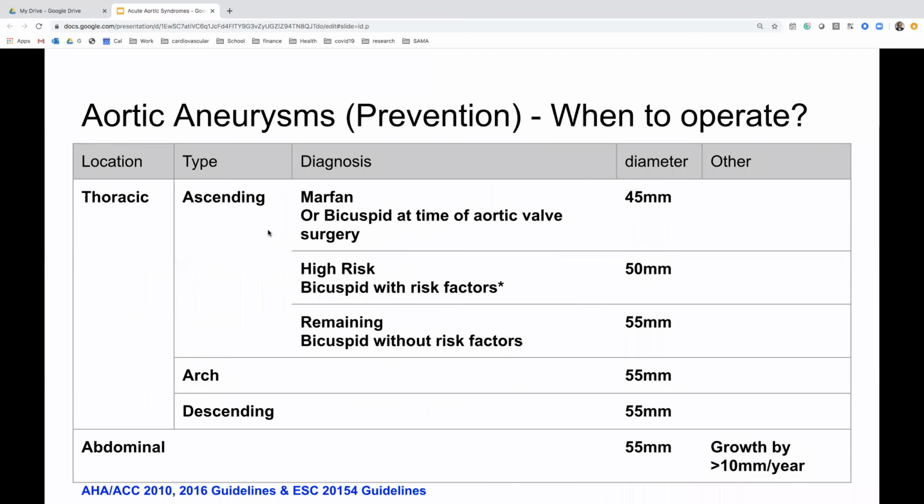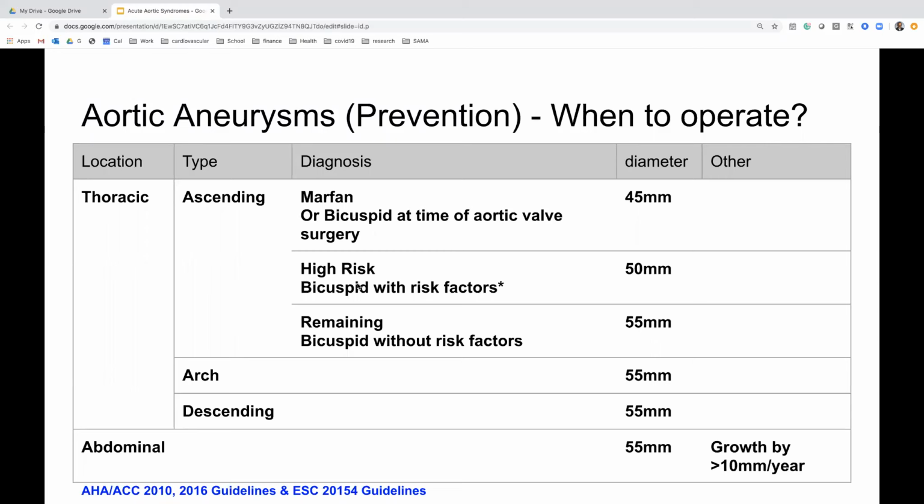And that is a size you can remember; we're probably going to give you these slides so you can keep them. This is something easy to keep, so you know it. If you have an ascending aorta, then you're looking at a diameter of 45 to 55, depending on the condition. If the patient has Marfan, you're going to operate earlier.